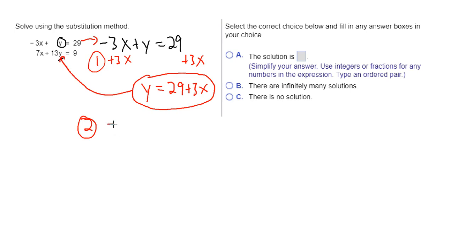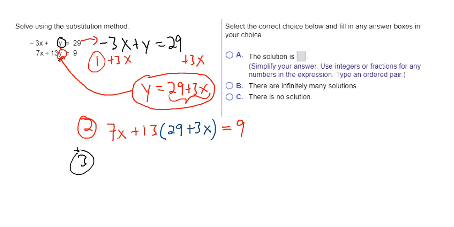So it's going to stay the same. We'll have 7x plus 13, but instead of the y variable here, we're going to plug in 29 plus 3x. So I'll use a different color to make it really stand out. So this is where the y variable would have went. In place of the y variable, we're putting 29 plus 3x. The rest of the equation will stay the same, so we'll still have equals 9. Right. So that's step 2.